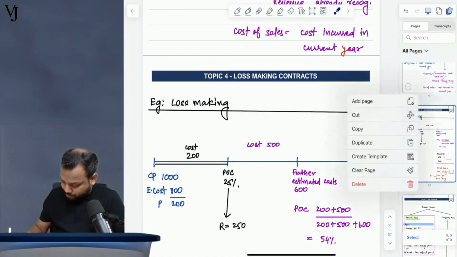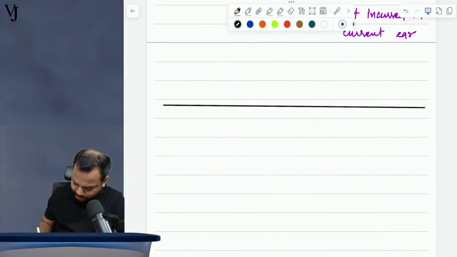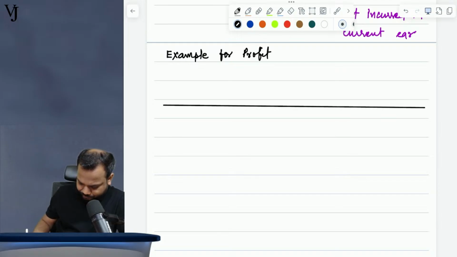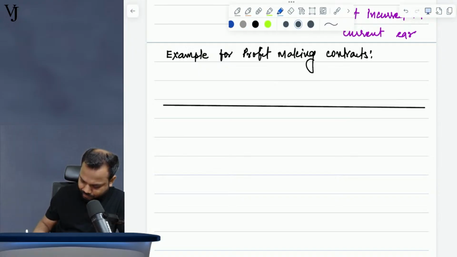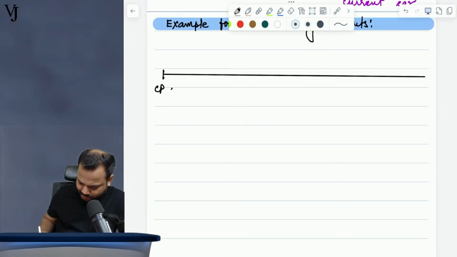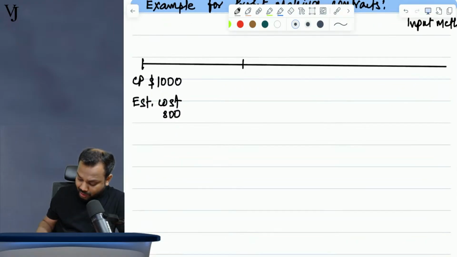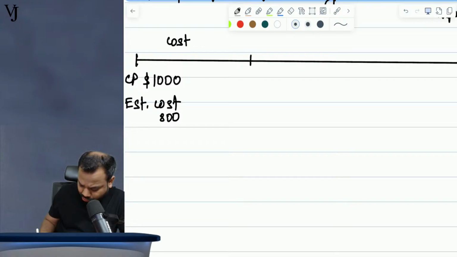Let me take up an example and explain. For a profit making contract, let's suppose the contract is for 3 years. Contract price is $1,000. Now here, based on the input method, total estimated cost is 800, and in this year we incurred a cost of 250.